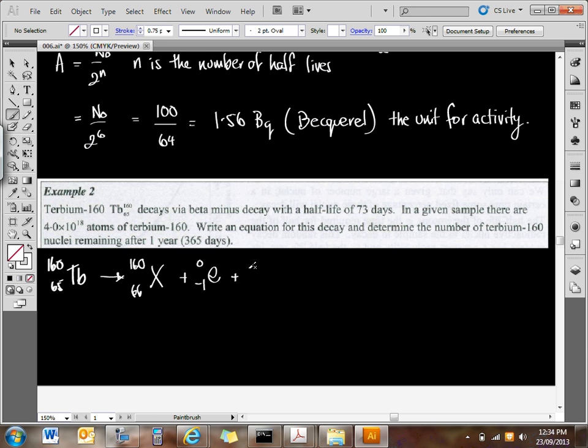What else do we get? An antineutrino associated with beta minus, and a gamma ray photon. Good.